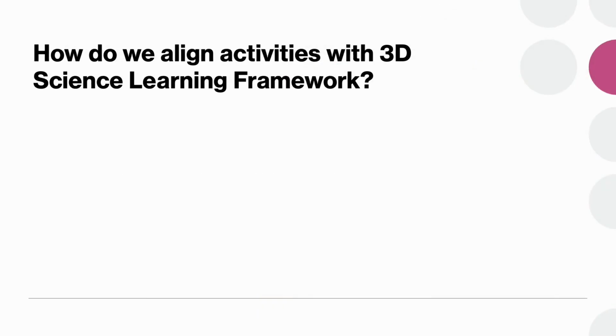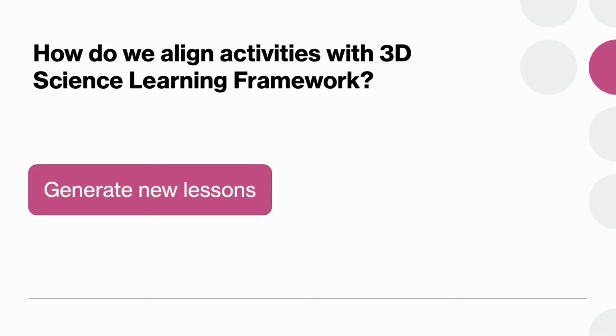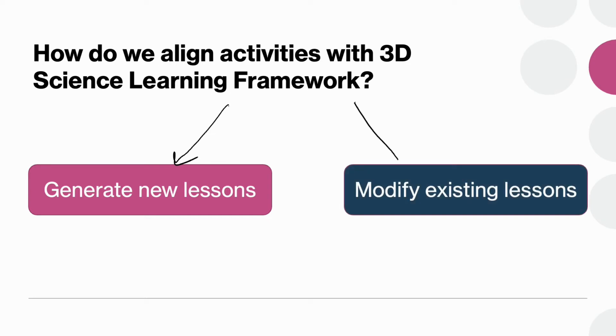All right, so how do we align activities with a 3D science learning framework? There's really 2 lanes or 2 directions you can go with this. One is to generate new lessons, wholesale, from just starting with an idea and actually building a lesson. Or we can modify existing lessons. So I'm going to go through each one separately and talk about the pros and cons of each approach.